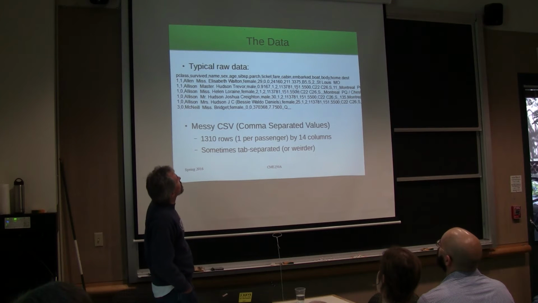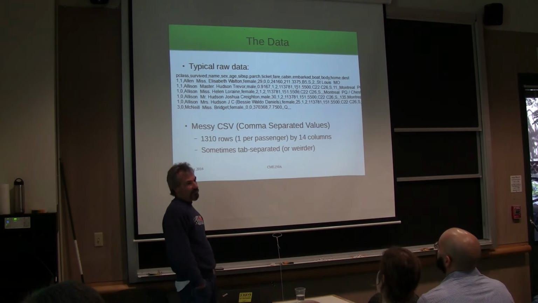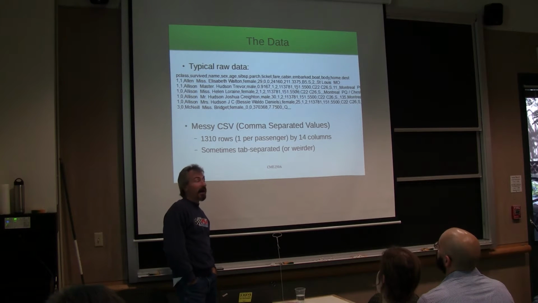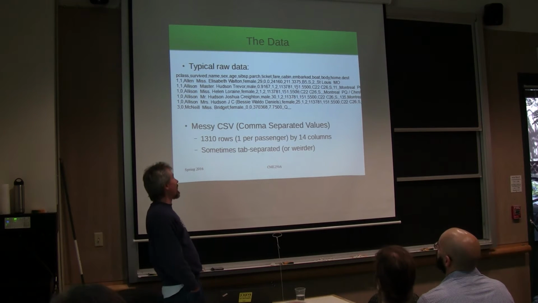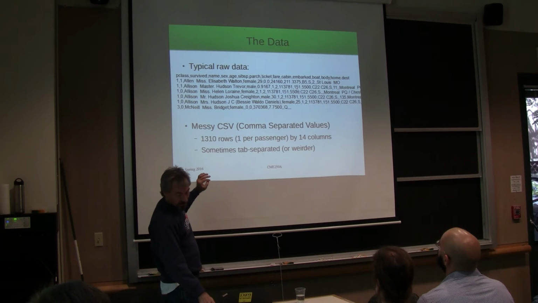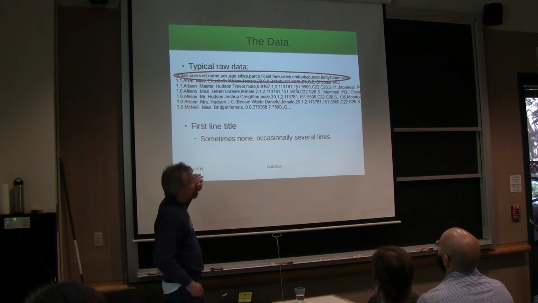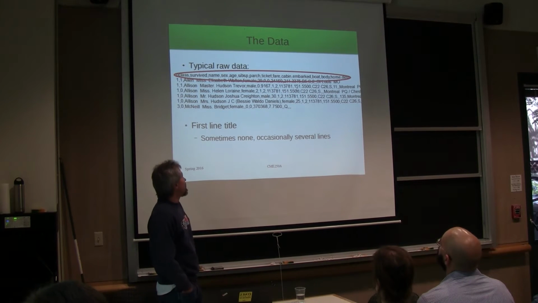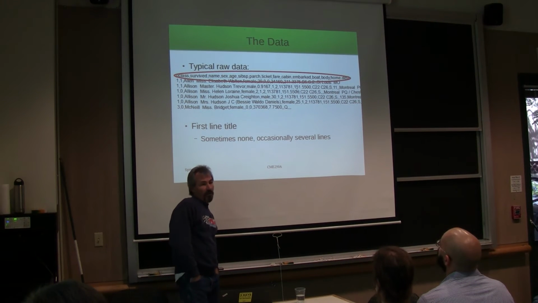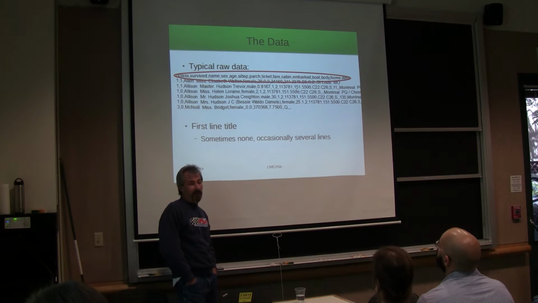Sometimes these data sets will have tabs instead of commas separating fields, sometimes vertical pipes, sometimes spaces, sometimes other weird characters, like a Hive file coming out of a Hadoop cluster. You can get really strange looking stuff in there. The first line often contains a title, but not always. Sometimes it does not. Sometimes it has lots of title lines. Sometimes you have to filter them because the tool you're using doesn't know how to separate title from data.